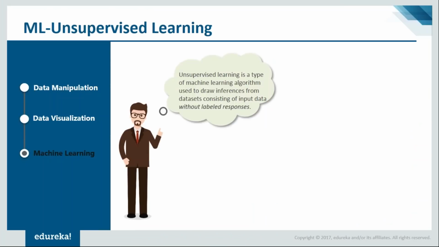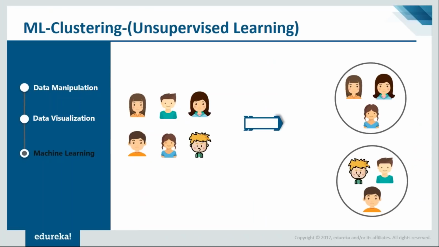Now it's time to learn unsupervised learning. In unsupervised learning, the observations do not have any predefined labels. So if we look at this slide, these are a group of observations and these have been grouped into two clusters. And that has been done on the basis of similar features.